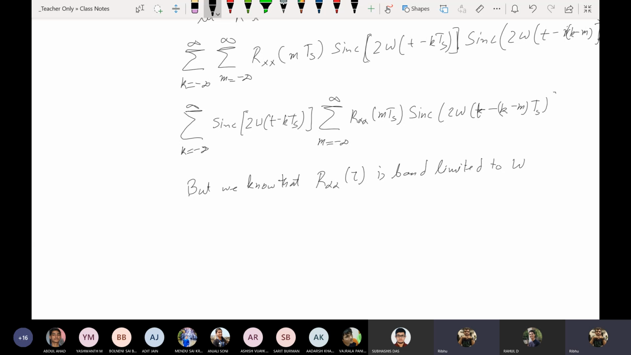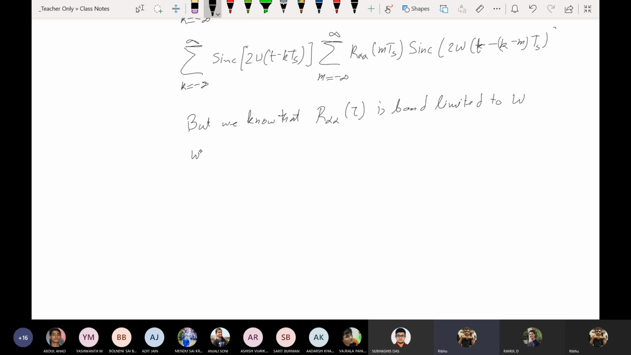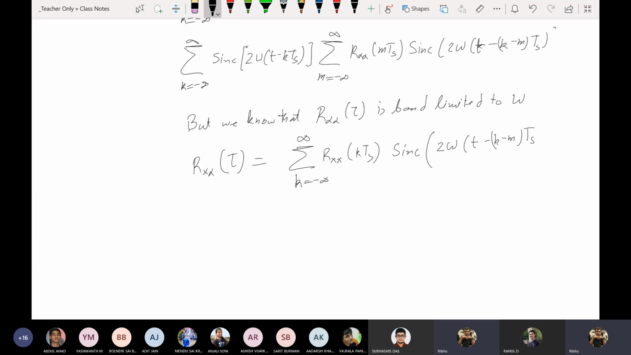Yes, sir. Since Rxx tau is band limited to W, Rxx tau equals summation k from minus infinity to infinity Rxx(kTs) sinc, which means that we can reconstruct Rxx tau. Since Rxx tau is deterministic and band limited, we can reconstruct it from its samples.